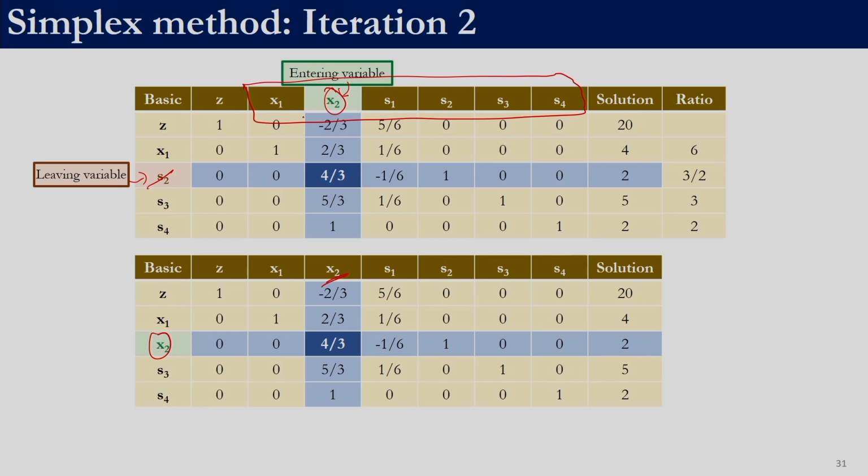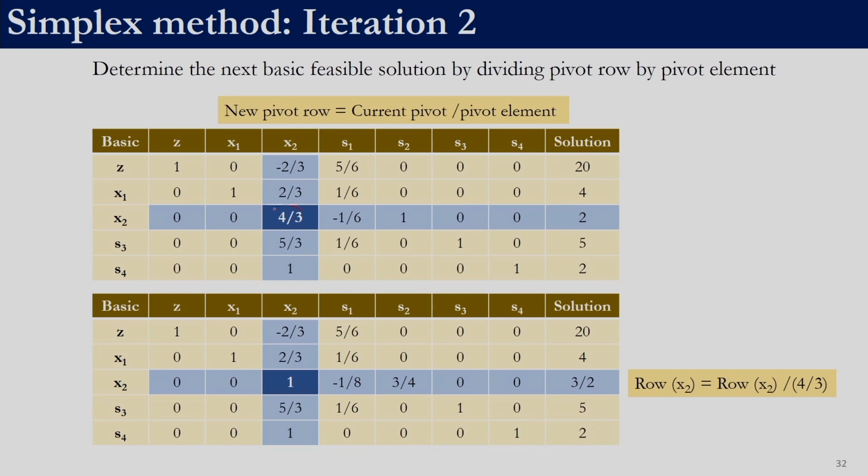Now that we have made this entering and leaving variable, we need to make this pivot element 1. To make that pivot element 1, we need to divide this entire row, the third row or the row corresponding to the basic variable S2, by 4 by 3. If we divide it by 4 by 3, we would get 0 0 1 minus 1 by 8 3 by 4 0 0 3 by 2.